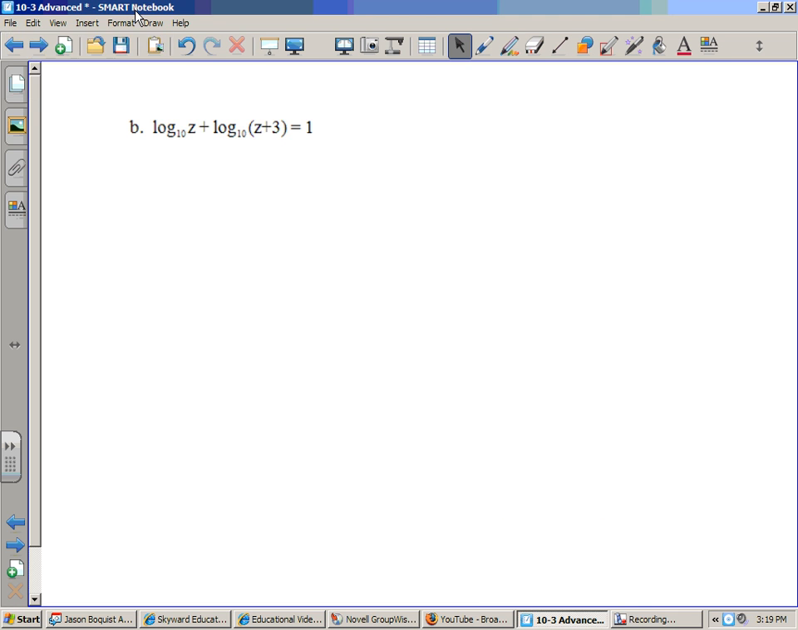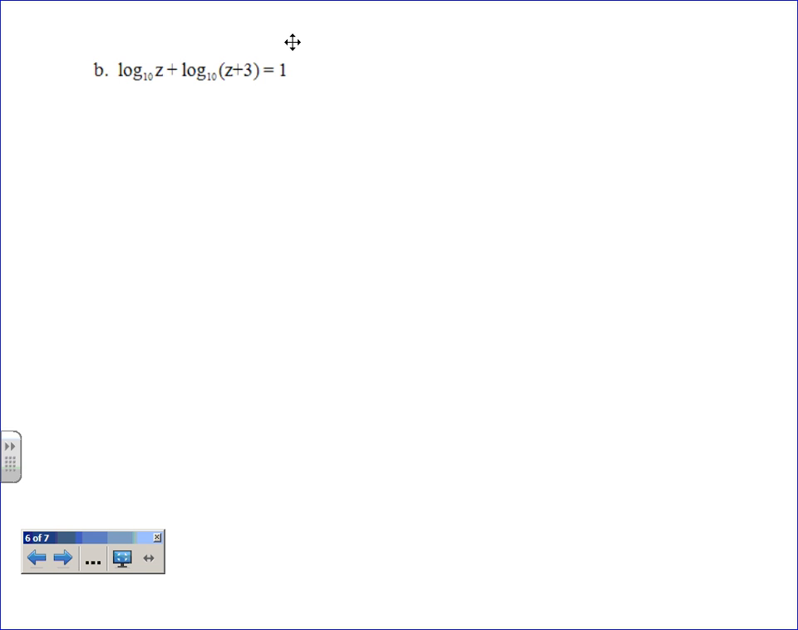So why is this one different from the first one? Show me some differences, some similarities. Yes. It's a log plus a log. That's definitely different. Before it was minus, right? So that's going to change things.